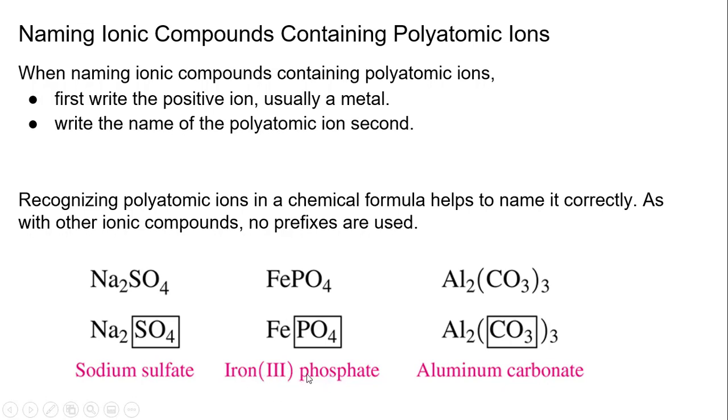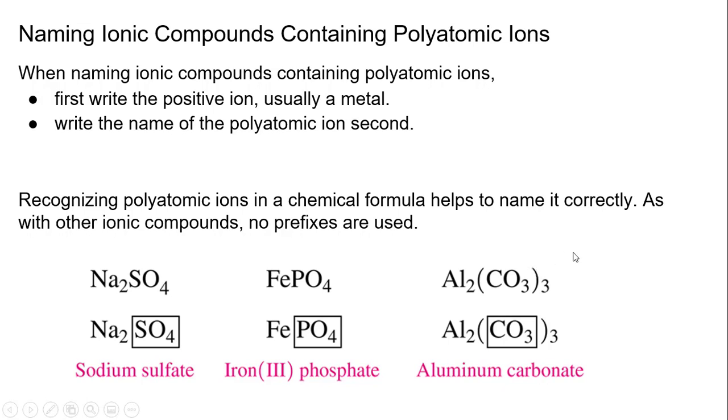The actual writing out of the name will always tell you what oxidation state it is. But when you write chemical formulas, we reduce those down. So this may not always be reflective of what the actual name is, and you have to know that it's been reduced down. And then we have carbonate.